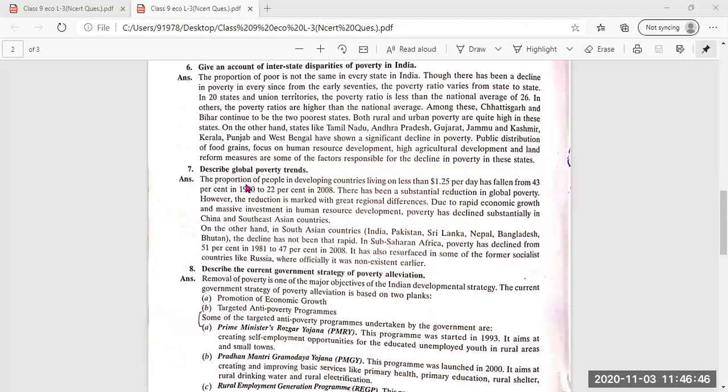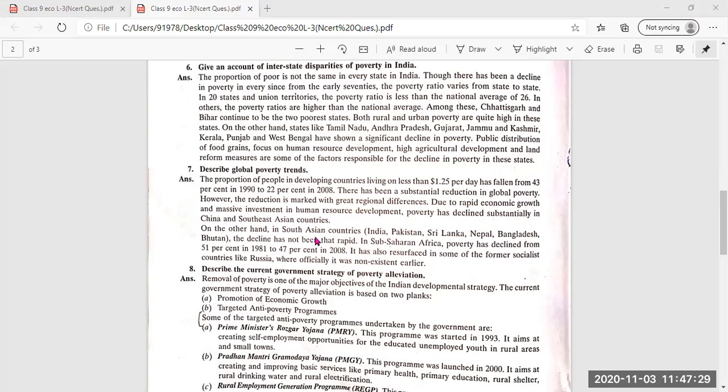Next, describe the global poverty trends. Here, regarding global poverty trends, the proportion of people in developing countries living on less than 1.25 dollars per day has fallen from 43% in 1990 to 22% in 2008. There has been a substantial reduction in global poverty also, not only state-wise but globally. However, the reduction is marked by great regional differences, due to rapid economic growth and massive investment in human resource development. This is what I had explained: if there is economic growth and massive investment in human resources, then the poverty ratio will definitely decline.